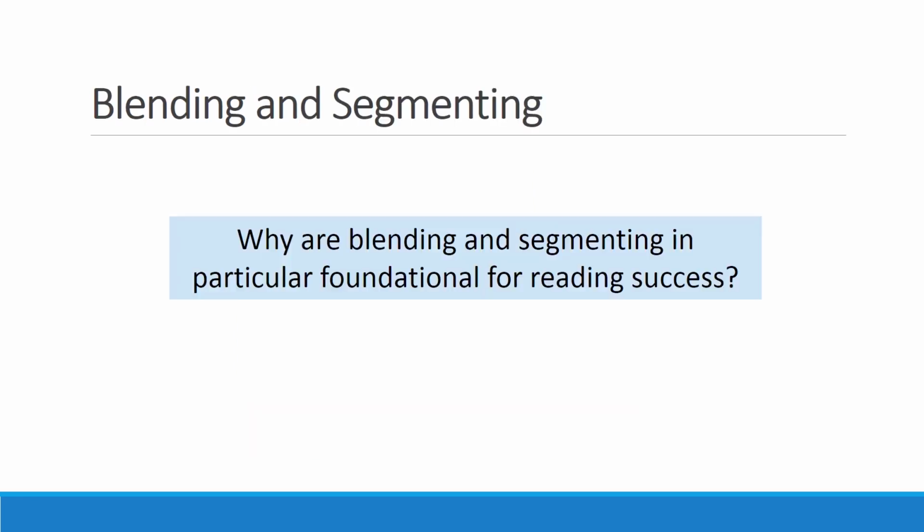Let's pause to talk for a moment about why blending and segmenting in particular are foundational for reading success. Segmenting and blending is what students have to be able to do quickly and effortlessly when reading words. Now that you know more about them, can you see why, if blending and segmenting are not fully developed, older students may be having reading difficulties? Let's look at a quote from Louisa Moats about this specifically.